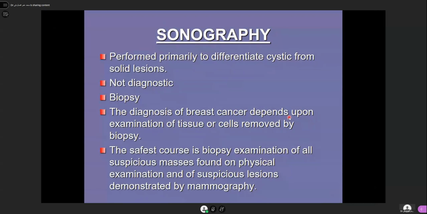Now the ultrasound. Ultrasound is performed primarily to differentiate cystic from solid lesions. The ultrasound is not diagnostic. We have to perform the biopsy, and basically sonography is mainly performed along with other imaging modalities like mammography and MRI to help in our diagnosis.